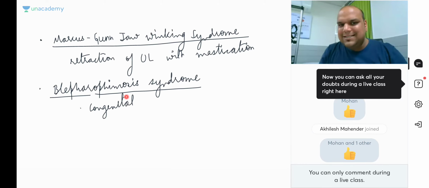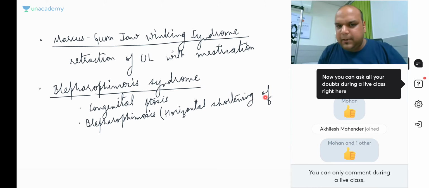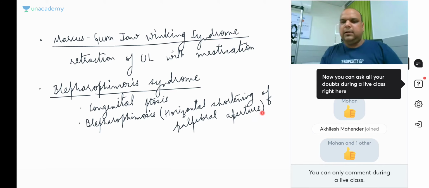First of all, obviously what is seen is congenital ptosis. Then along with that, what is seen is blepharophimosis. So what is blepharophimosis? Blepharophimosis is horizontal shortening of palpebral aperture. Horizontal shortening of palpebral aperture.